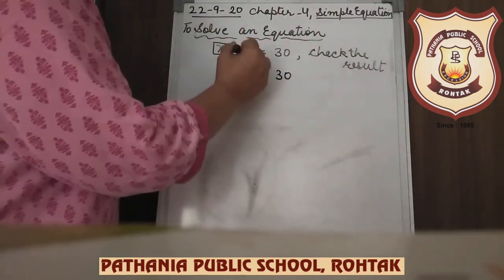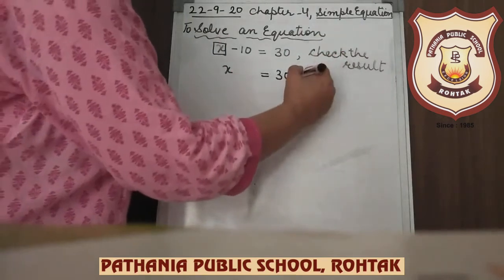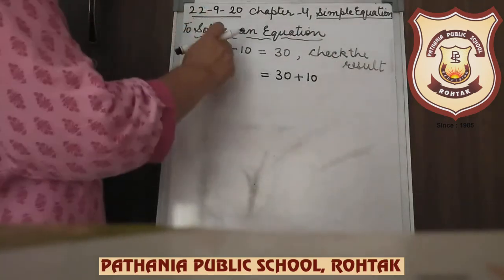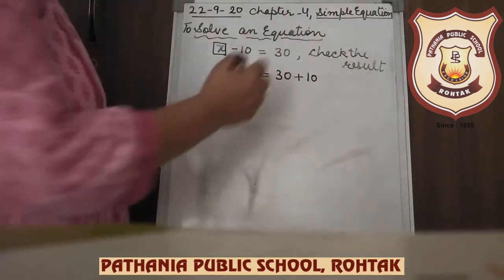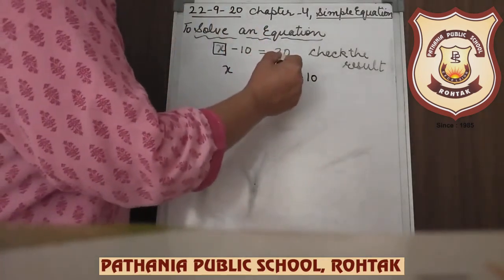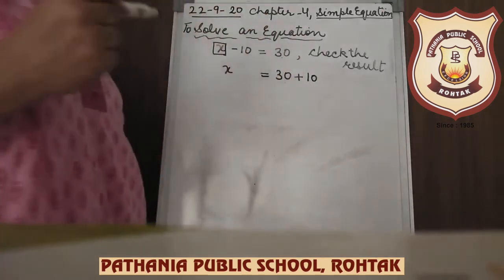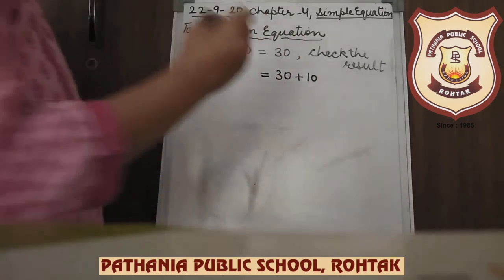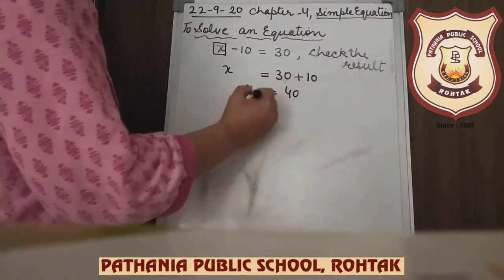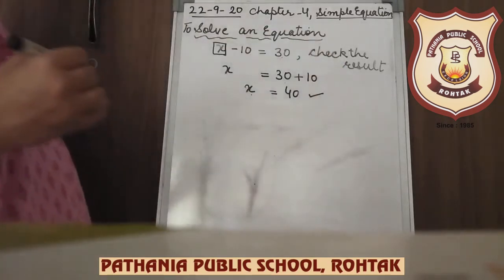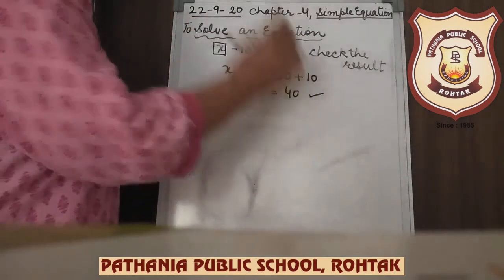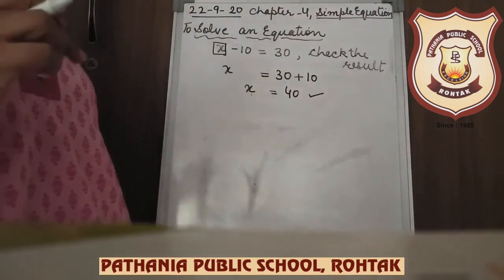When you take this minus 10 to the right hand side, it will become plus 10. The negative sign will change to positive, and the very important thing you have to keep in mind is that 30 is there, so it will be written first. You are not going to change the order. Now this becomes 30 plus 10, which is 40. So the value for x is 40. Got it? You have solved it, and you got the value of x as 40.